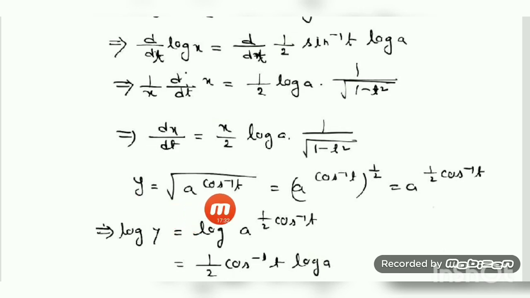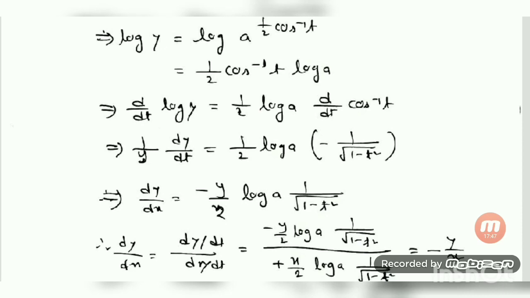y is under root of a to the power cos inverse of t, which can be written as a to the power half of cos inverse t. Taking logarithm on both sides, a power can be written as a product. Then take d/dt on both sides. d/dt of log y is equal to half of log a constant times d/dt of cos inverse of t. 1 by y dy/dt equals half of log of a times minus 1 by under root of 1 minus t square. Minus will be there. y is brought to the right side, and log of a under root of this thing will be left.